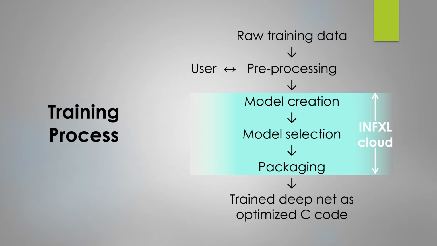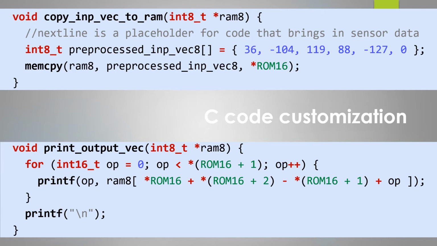The Infexel process starts with the training of a variety of models. The model that meets your requirements is then selected and packaged in the form of optimized C code. You receive that code about 24 hours after you upload the training data files. In that C code, you need to modify 2 simple functions according to the needs of your project. The first one for bringing the sensor data to the DeepNet, and the second one for reading off the predicted labels. Leave the rest of the code as is.